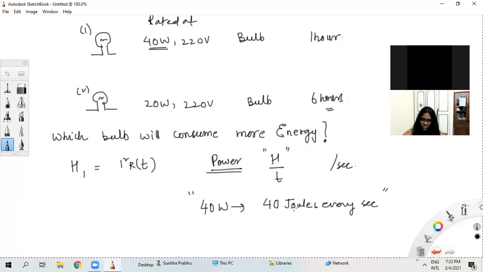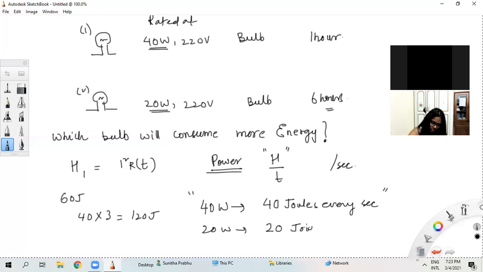You keep me on for 2 seconds, I will consume 80 joules of energy. If you keep me on for 3 seconds, 40 into 3, I will consume 120 joules of energy. But every second, I'm going to consume 40 joules. Now, what do you mean by 20 watt, 220 volt? 20 watt means this bulb is saying, I am going to consume 20 joules of energy every second.